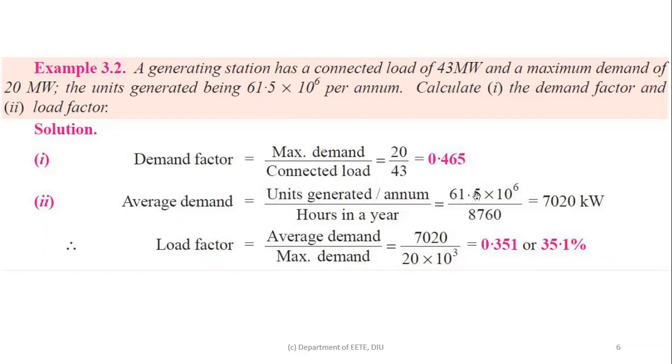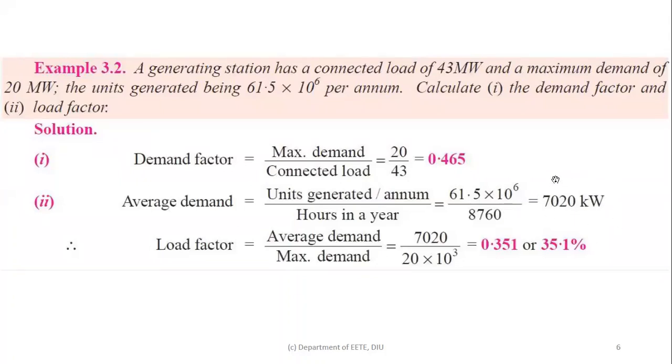So 61.5 into 10 to the power 6 divided by hours in a year. Hours in a year means, in one year, that will be 8,760. That is the total hours in a year. Okay, so finally if we divide, we'll get 7,020 kilowatt.